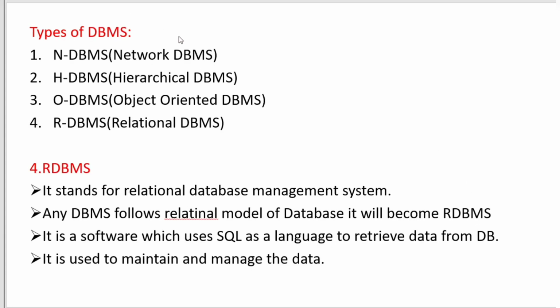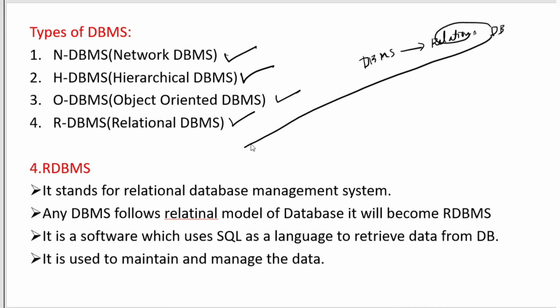Then what are the types of DBMS available? NDBMS, nothing but a network DBMS, and HDBMS, nothing but a hierarchical DBMS, object oriented DBMS, and relational DBMS. Any DBMS which follows a relational model of database, we call it an RDBMS. This concept was introduced by E.F. Codd in the year 1970. Hence, we call him the co-father of SQL.